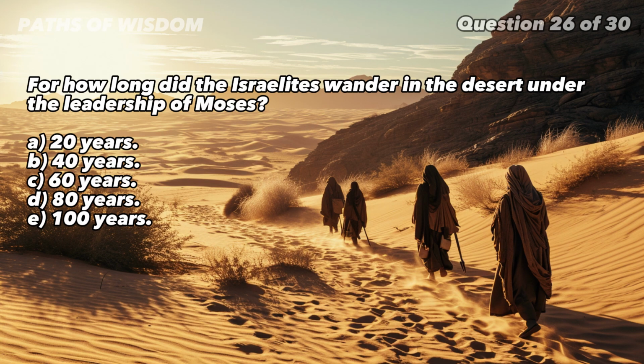Option A, 20 years. Option B, 40 years. Option C, 60 years. Option D, 80 years. Option E, 100 years.